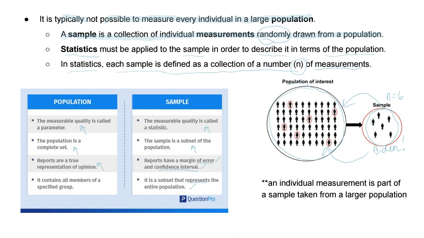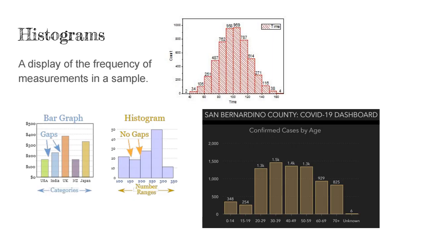Before we move on, I just want to emphasize again that an individual measurement is part of a sample taken from the larger population. A histogram is a type of graph that you're going to see a lot as we're studying populations. A histogram is a display or an illustration of the frequency of measurements in a sample. This word frequency means how many. And remember from previously, I emphasized, what is a measurement? It is an individual from the sample. So what is this telling us?